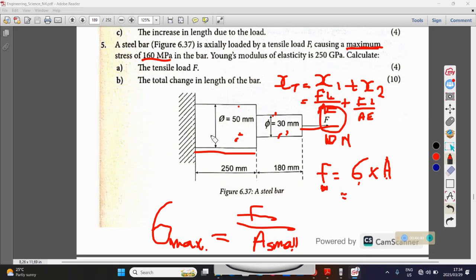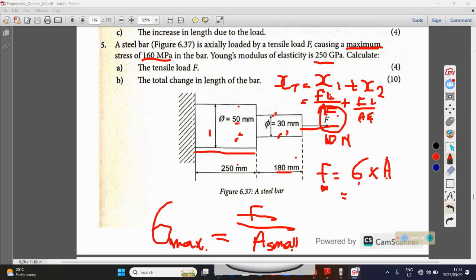The length for this one will be 250. You will replace this L by 250 but change it to meters. The length for the second part is 180. Replace this L by 180. Area, use diameter of 50. Area, use diameter of 30. You have everything. Then modulus of elasticity is given as well. It's 250. Use 250, 250. Then you'll get the total extension. Right? For this kind of problems, let me stop there.